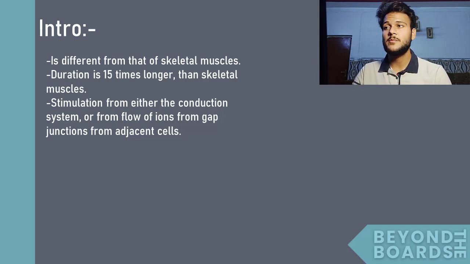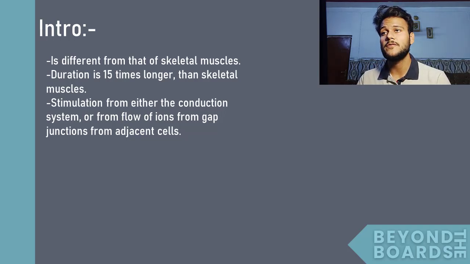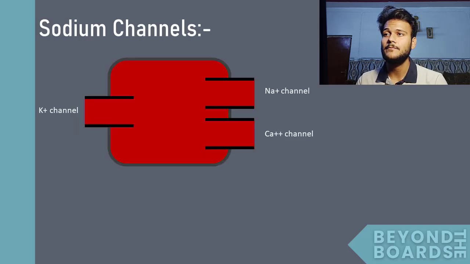Also, the cell can be stimulated by impulses from the cardiac conduction system or through the flow of ions from adjacent cells through gap junctions. Now, before we get into the details, I first want to talk about the ion channels that are present within the membrane of the cardiac myocytes and that are responsible for the action potential.